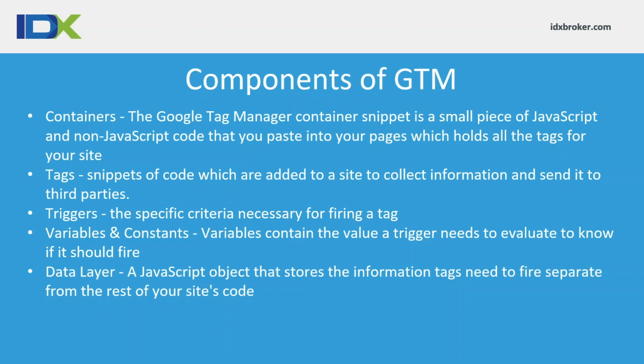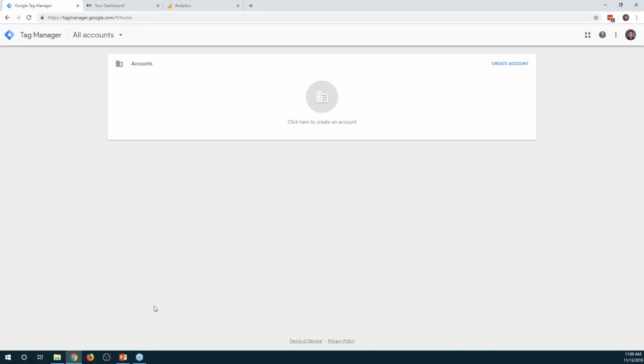And then the data layer is a JavaScript object that stores the information tags need to fire separate from the rest of your site's code. I know that sounds like a lot and it's kind of complicated, but in reality, Tag Manager is actually really easy to use. So we'll go ahead and just switch over and I'll show you what it looks like.